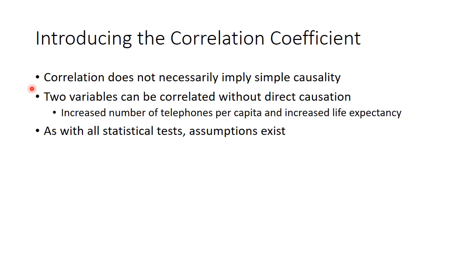So just keep in mind that any two variables can certainly be correlated without having a direct causation. For instance, in older studies, they used to look at the number of telephones per capita and saw that it correlated with increased life expectancy. Certainly we don't believe that having more telephones should increase your life expectancy, but there's probably something else going on there, like socioeconomic status or different things like that. So just keep in mind, with all statistical tests, some assumptions are going to exist, and this is one of the biggest ones: just because there's correlation does not mean causation is involved here.